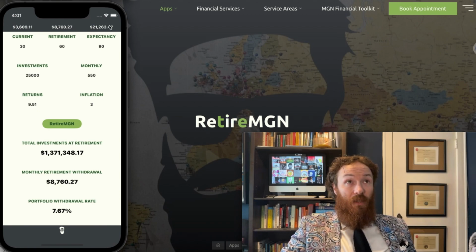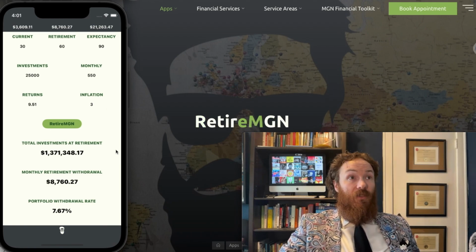So is that enough? And this is showing you what I'm pulling out in the last year of retirement. So that's a lot of money. We've got to adjust for inflation. 60 years from now, $3,600 is worth 21 grand. I know it sounds crazy, but this is compound interest.